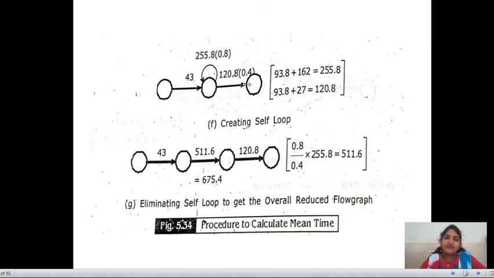So this is creating a self loop. Again eliminating that self loop, 0.8 by 0.4 into 255.8, 511.6. So this is the 511.6, and this is the serial link which defines 675. Eliminating the self loop gives the overall reduced flow graph. So 675.4 microseconds. This is the mean time calculated for the flow graph we have taken as an example. So this is about how the mean processing time is calculated. Hope you all understand about this mean processing time, and thank you very much.